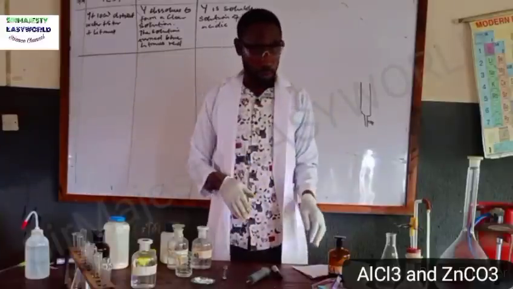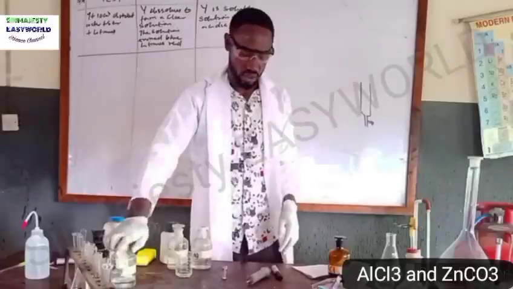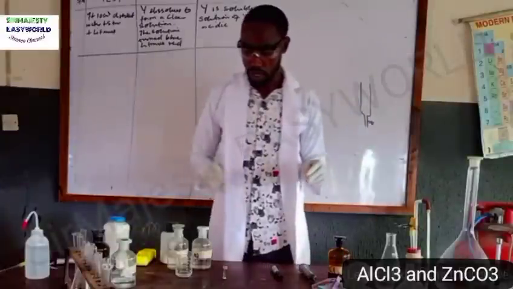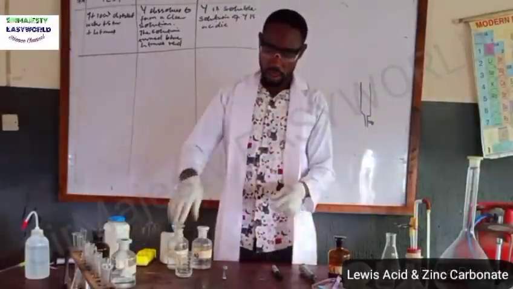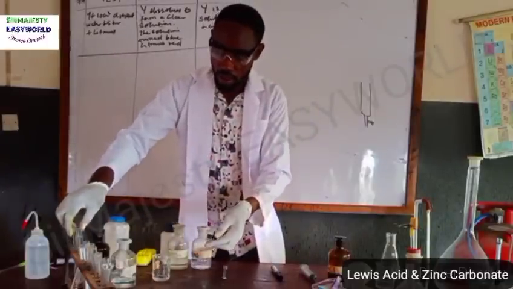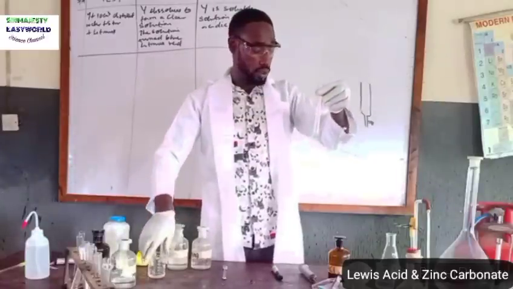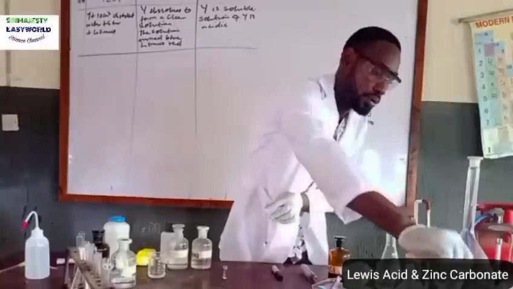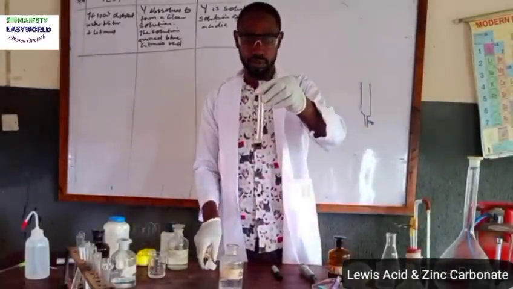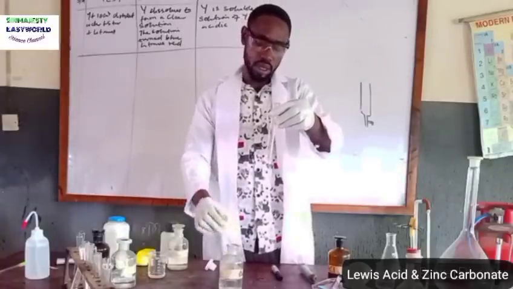Then the other one says to the first portion of the solution of Y, add sodium hydroxide in drops until excess. So I want to do that one now. I'm collecting the second portion or third portion. Maybe I use a bigger test tube. We're told to add sodium hydroxide in drops and then in excess. This is my sodium hydroxide. Use your dropper.